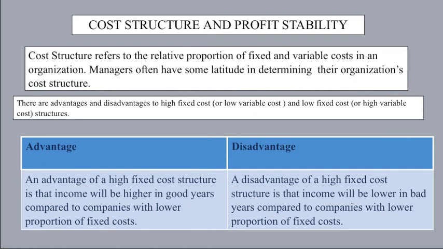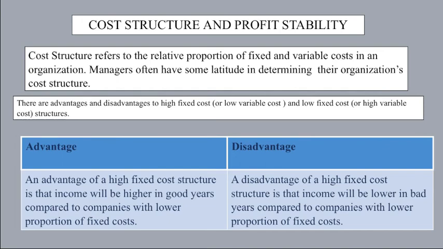Advantage: an advantage of a high fixed cost structure is that income will be higher in good years compared to companies with a lower proportion of fixed cost. Disadvantage: a disadvantage of a high fixed cost structure is that income will be lower in bad years compared to companies with a lower proportion of fixed cost.